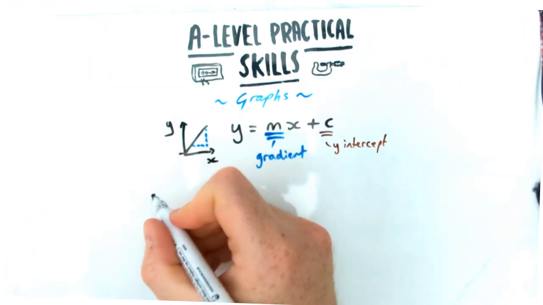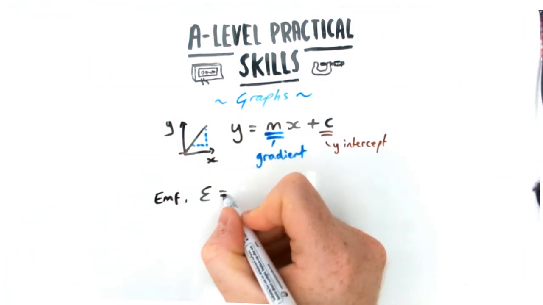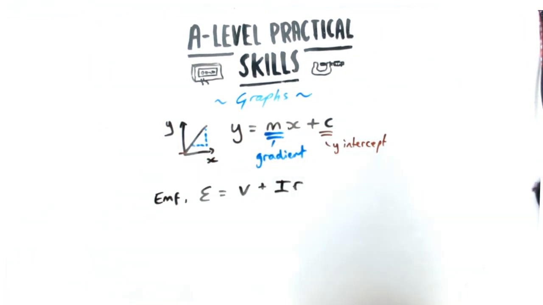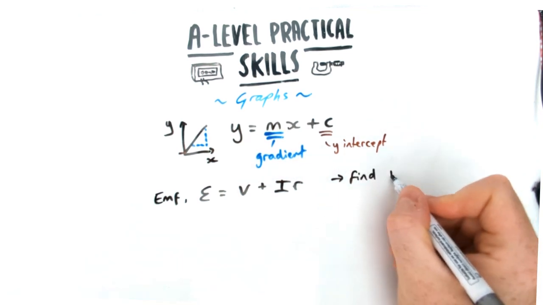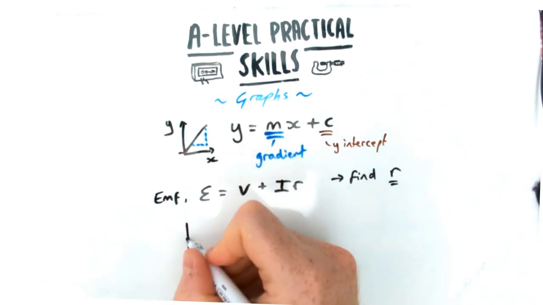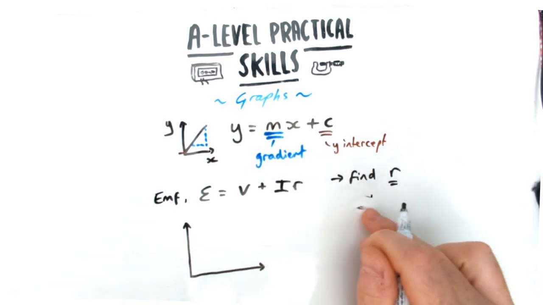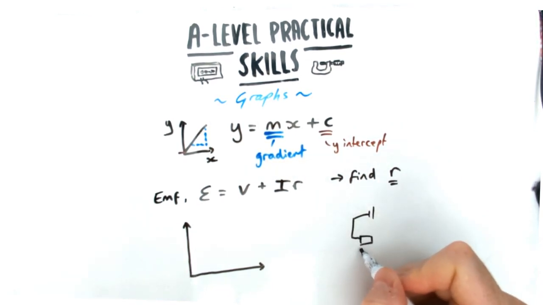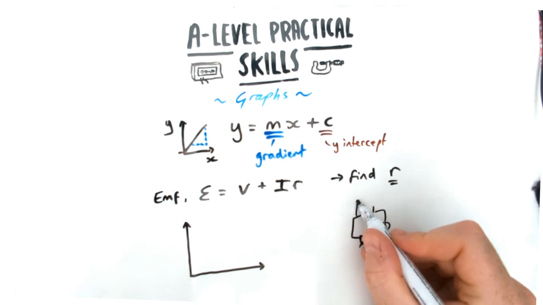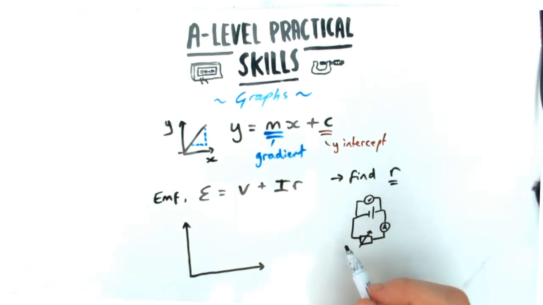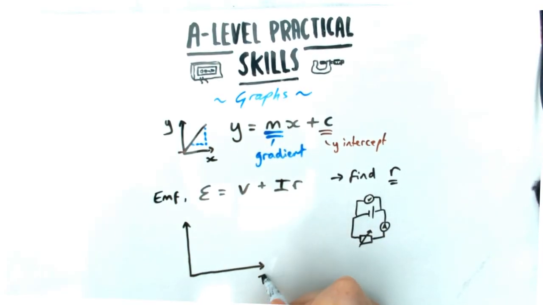Next practical to have a look at is one to do with EMF, so it'll be in the electricity part of your course. Now the general equation is the epsilon symbol, EMF, equals V, the potential difference, plus I, current, times little r, which is internal resistance. A question might say, find what the internal resistance is with a circuit that looks like this. So varying the current and measuring the potential difference across the battery.